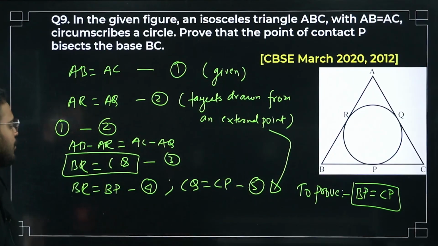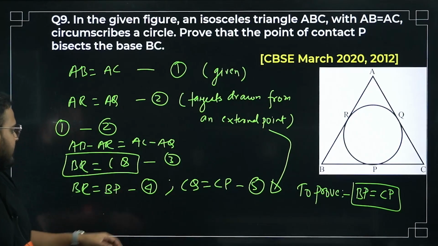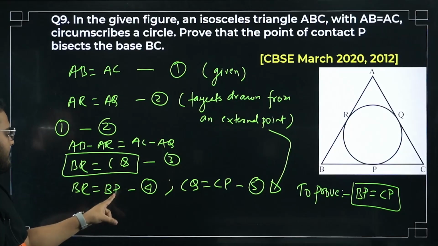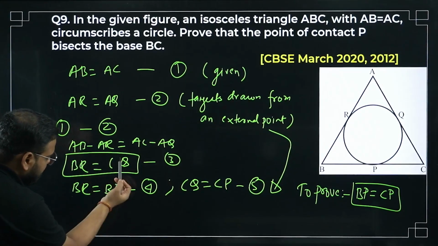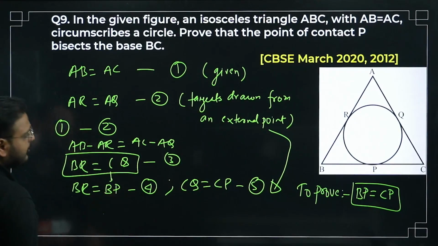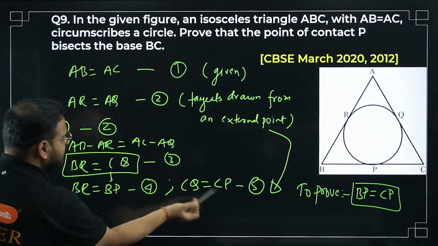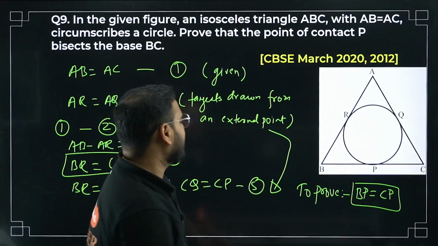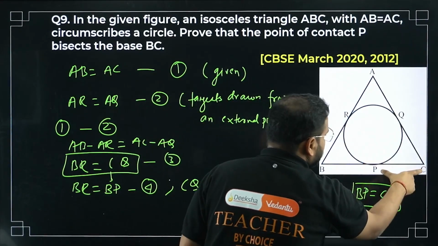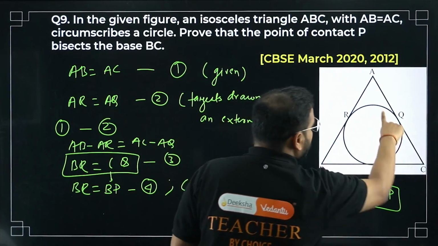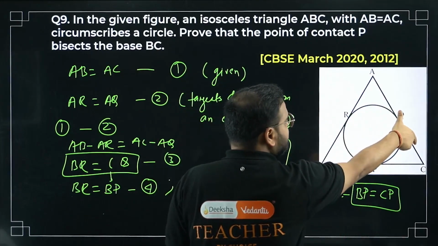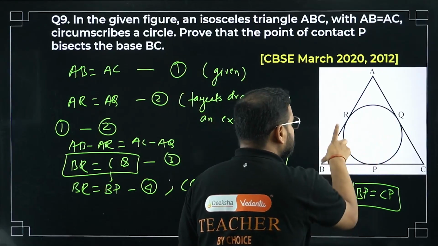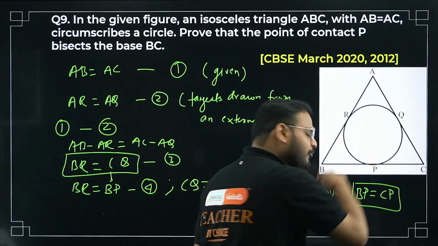Now check equations 3, 4 and 5. BR equals CQ and BR equals BP, which means CQ equals BP. CQ equals CP, which means CP equals BR. From this mess of equations 3, 4, 5, we get BR equals BP and CQ equals CP, so all four are equal to each other.